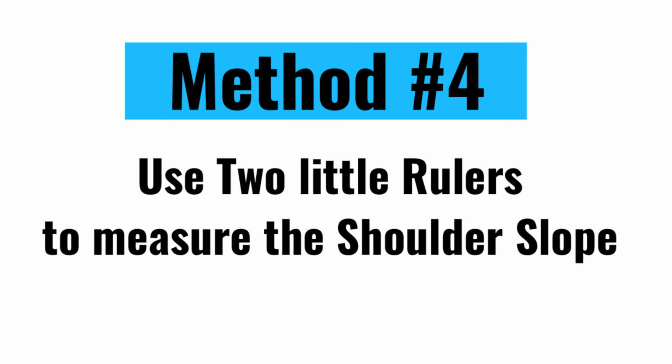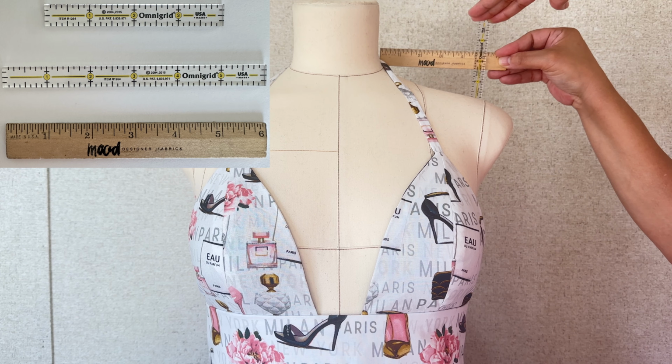And for method 4, use 2 little rulers to measure the shoulder slope. So take one of the rulers and level it against the client's neck. Put the other ruler at the end of the shoulder point to measure the slope.